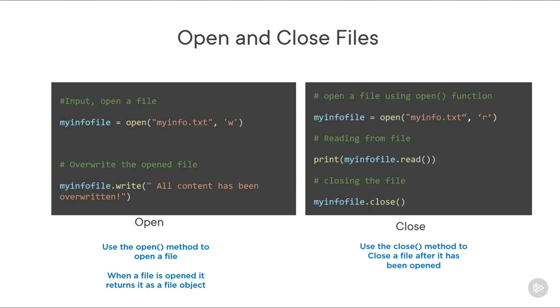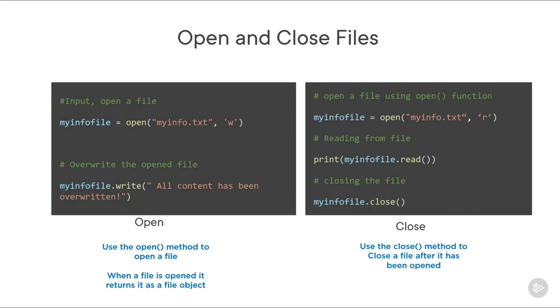Now, when I open that file, I want to write some content to that file, so I'm using the myinfofile.write, and then I'm putting the content that I want to write to that file in parentheses there, and so I'm writing my content into that file.